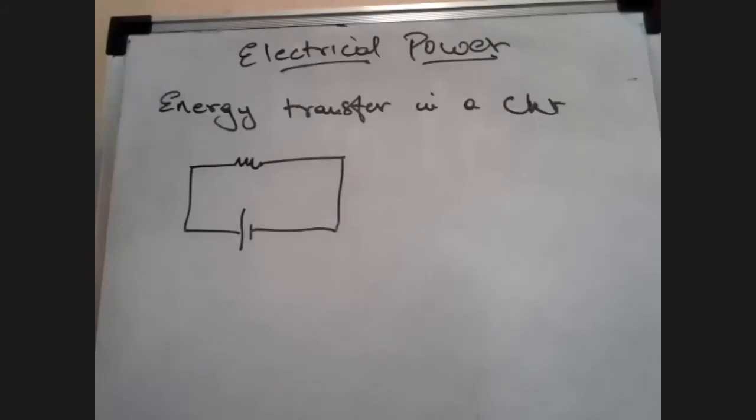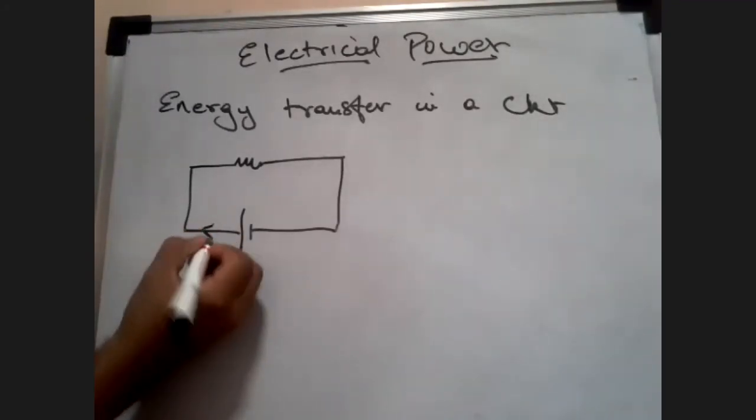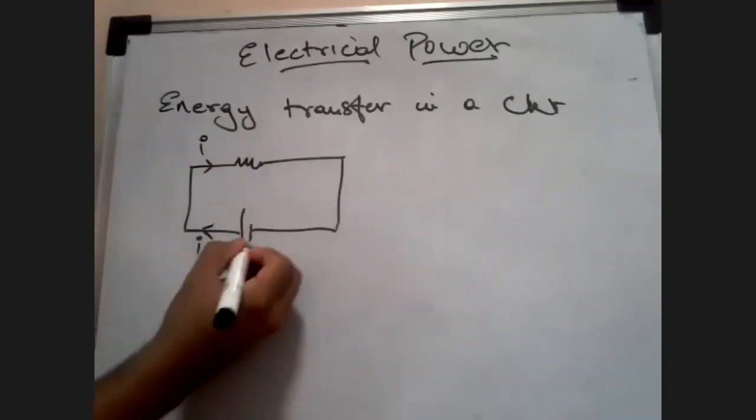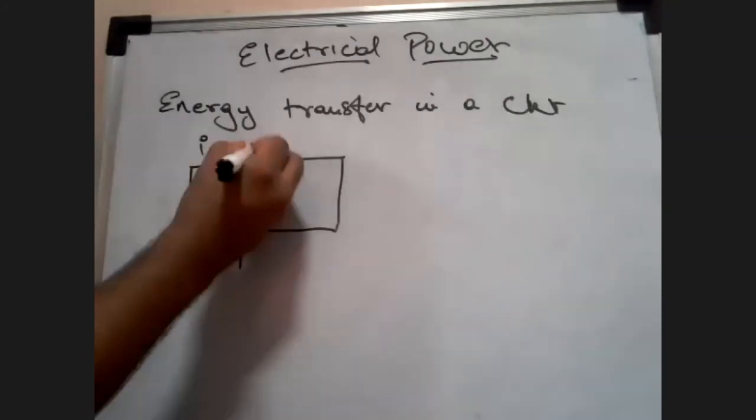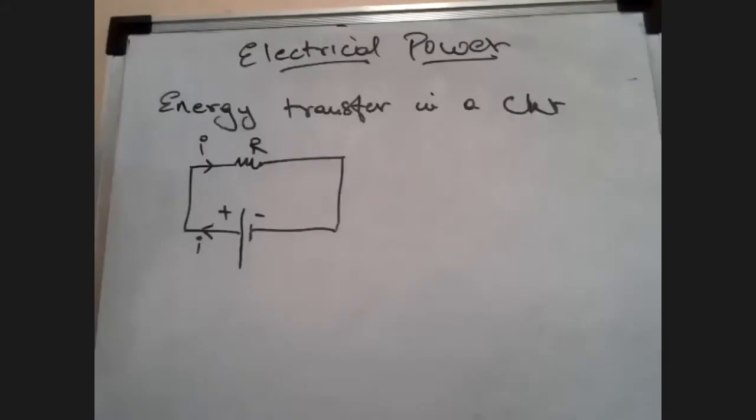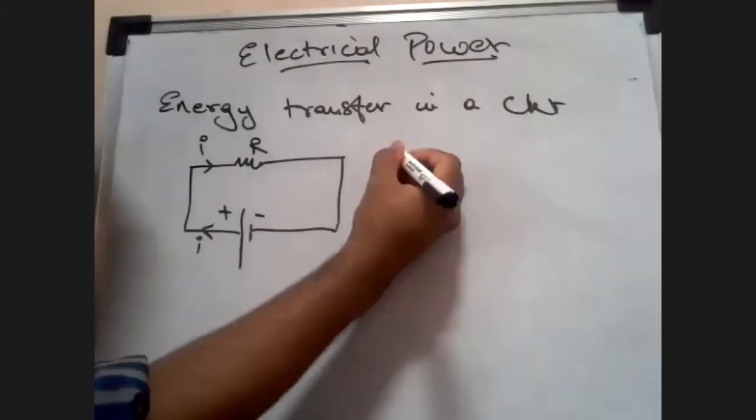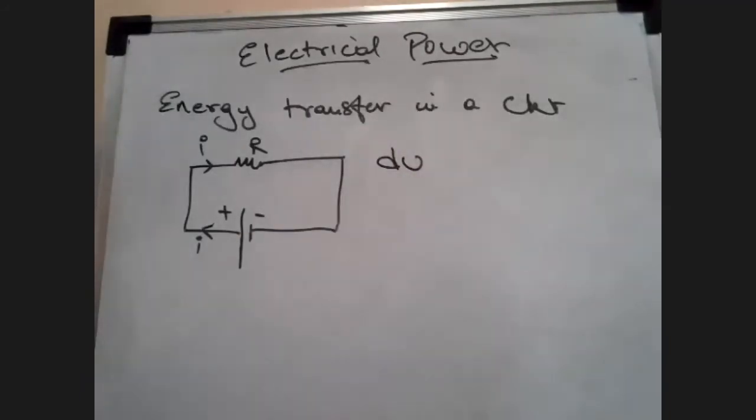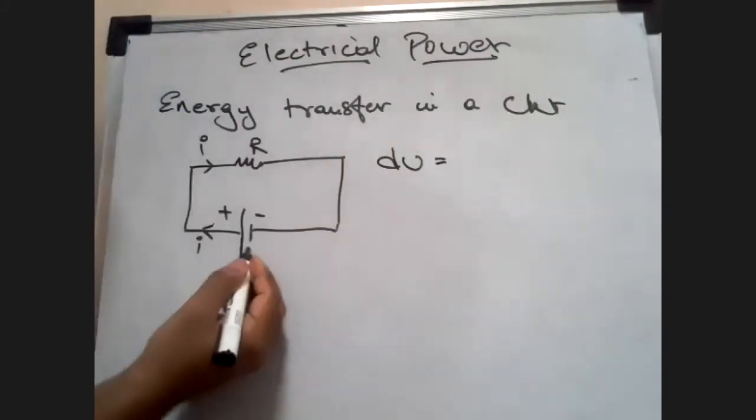A resistor connected to a battery. Let's say the current passing through this is in this direction. This is the positive terminal, this is the negative terminal, and this is R. Do you remember that I had told you to remember this expression? Change in potential energy is equal to what for the battery?